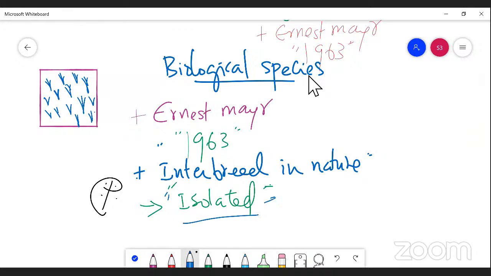Dear student, did you understand why it is known as isolated species? Because the group is reproductively isolated, right. Could you mention the name of the scientist who proposed the biological species? Ernest Mayr in 1963. Very good. Keep it up. Okay, hoping that topic has been reached to you. Okay, next week.